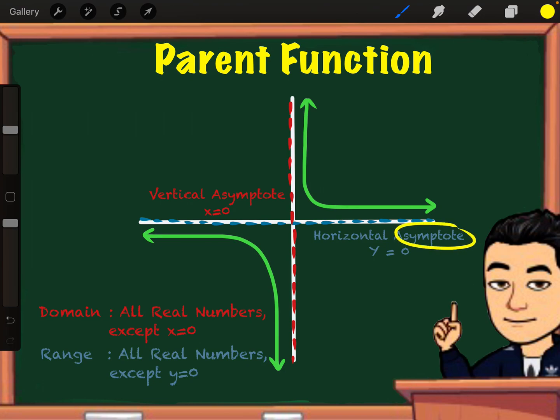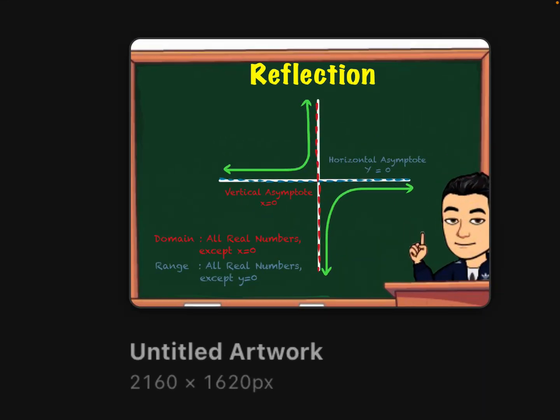Okay, another thing you want to look at is called the asymptote. We've got the horizontal and we've got the vertical. For the parent function, the vertical and horizontal asymptotes are going to be x equals 0 and y equals 0. Later on you're going to see some shifting of the asymptotes. The domain is going to be all real numbers except where the asymptotes are. So for the domain, it's going to be everything except x equals 0. And as for the range, it's going to be all real numbers except y equals 0.